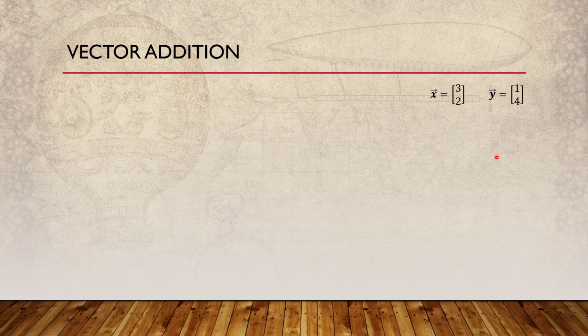So if we just want to add these two, x and y, what we basically do is add the x-axis details, like 3 plus 1, and the y direction details, 2 plus 4. So we get (4, 6). So let us see it geometrically, how it looks.